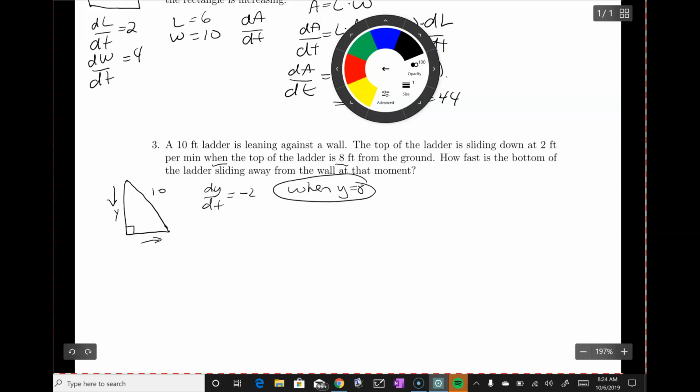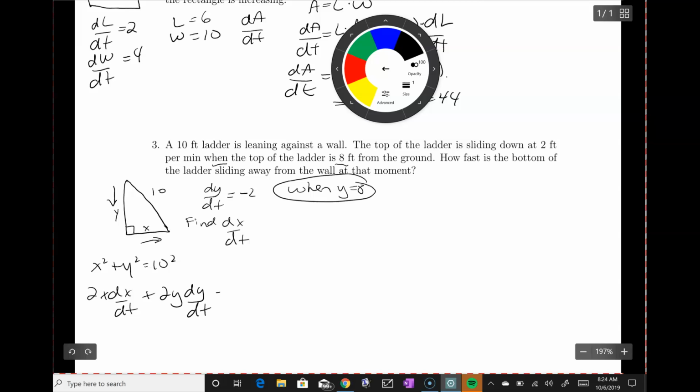How fast is this length changing? So I'm going to call that x and find dx over dt. So I see the Pythagorean theorem. So x squared plus y squared is equal to 10 squared. And I'm ready to take the derivative. So 2x dx over dt plus 2y dy over dt equals 0. So again, I'm going to cancel the 2's, and I'm going to see what I can plug in. So I don't know x yet, dx over dt plus, and I'm going to substitute in for y, so 8, and then the dy over dt is -2, and that equals 0.